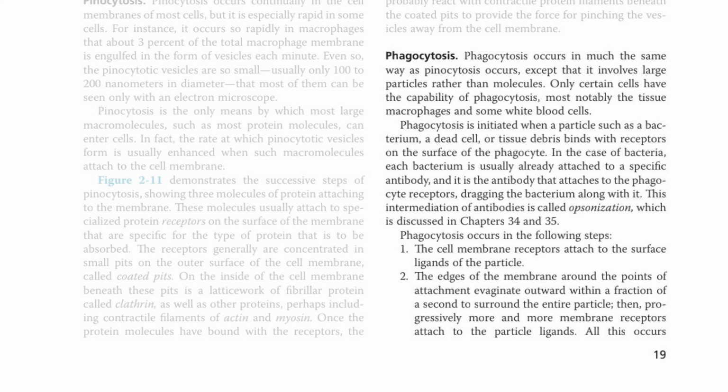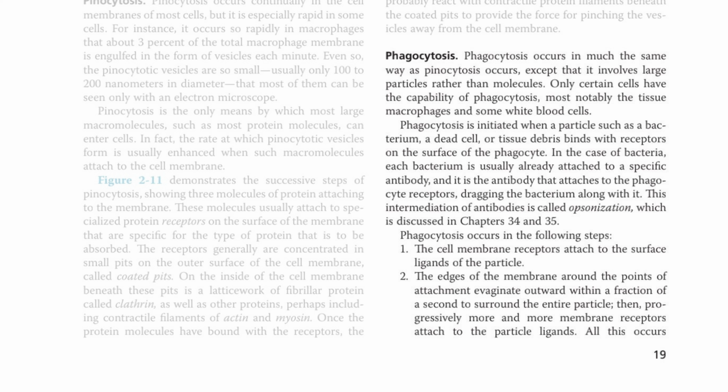Phagocytosis. Phagocytosis occurs in much the same way as pinocytosis occurs, except that it involves large particles rather than molecules. Only certain cells have the capability of phagocytosis, most notably the tissue macrophages and some white blood cells. Phagocytosis is initiated when a particle such as a bacterium, a dead cell, or tissue debris binds with receptors on the surface of the phagocyte. In the case of bacteria, each bacterium is usually already attached to a specific antibody, and it is the antibody that attaches to the phagocyte receptors, dragging the bacterium along with it. This intermediation of antibodies is called opsonization, which is discussed in chapters 34 and 35.